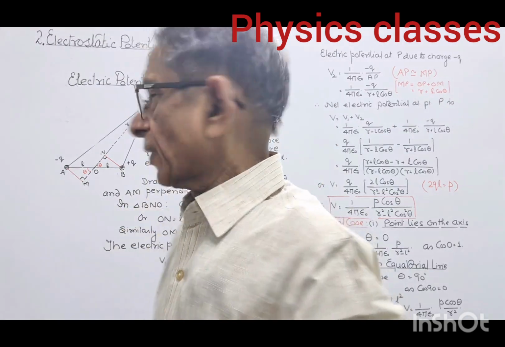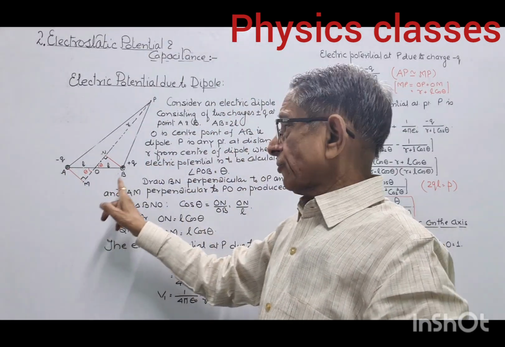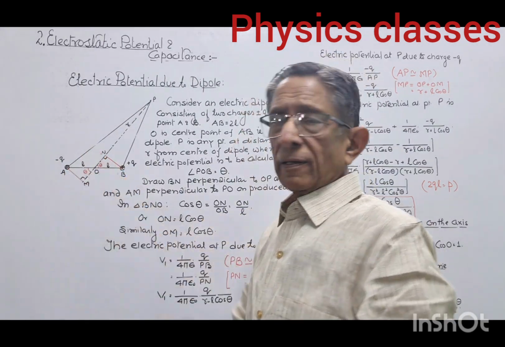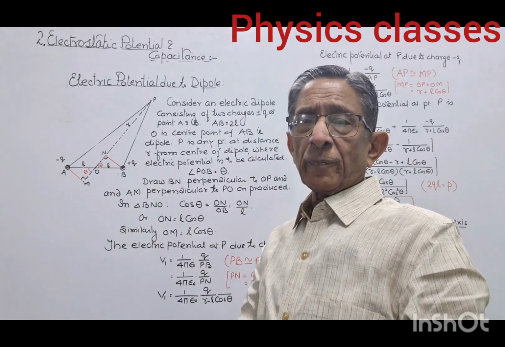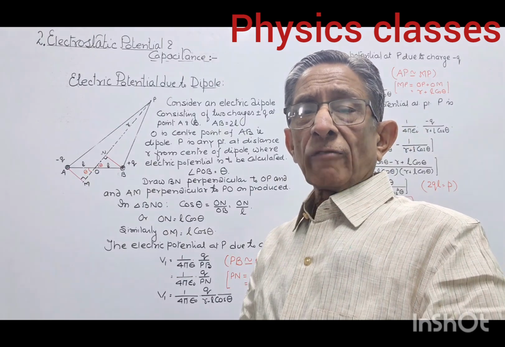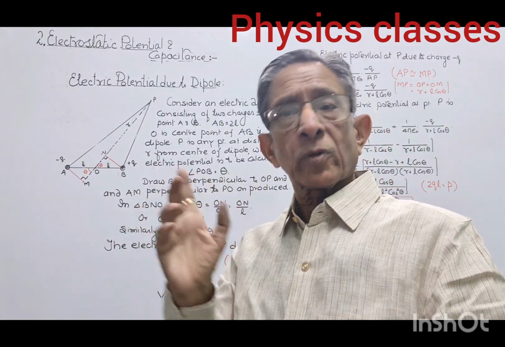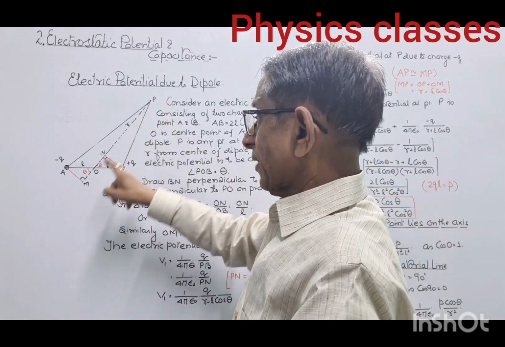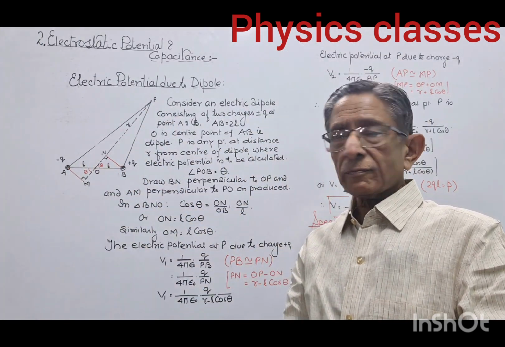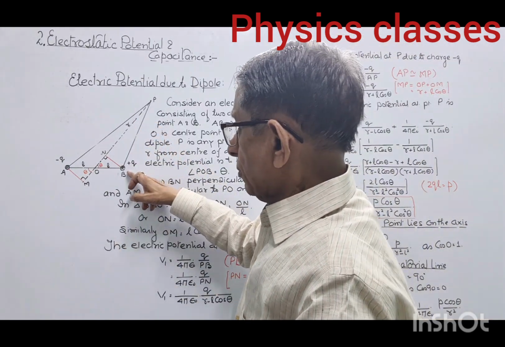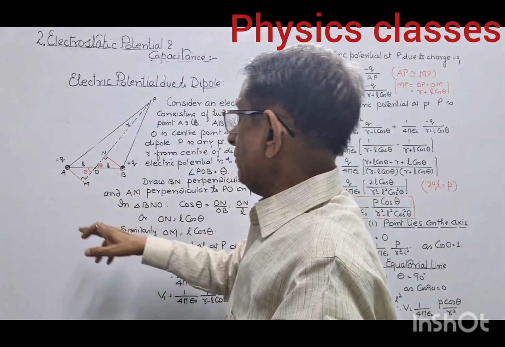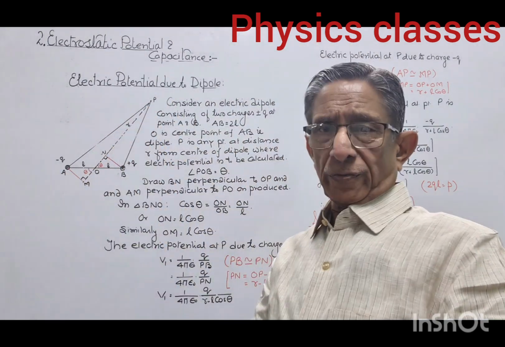So let us start. This is an electric dipole consisting of charges plus q and minus q separated by distance 2l. O is the center of the electric dipole. At distance r from the electric dipole, there is a point P where we have to calculate electric potential. Point P is such that OP makes an angle theta with the axis of the dipole. Now, we draw BN normal on OP and normal AM on PO being produced.